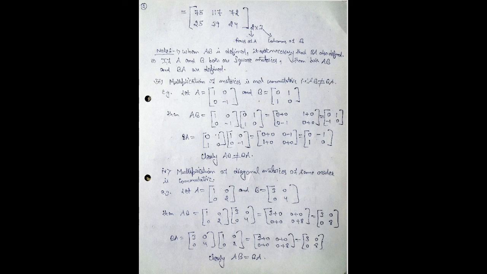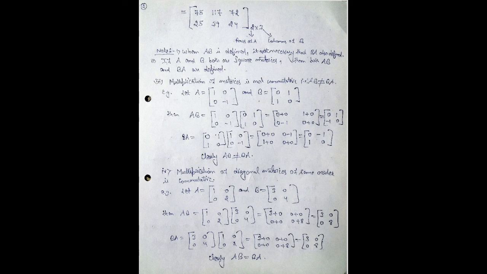Now we find AB. For this, we multiply 1 with 3, sign of addition, and then multiply 0 with 0. This gives the first element of the resulting matrix, which is 3 plus 0 equal to 3. Then we find the second element of this matrix by multiplying 1 with 0, sign of addition, then 0 with 4. It gives the second element of the resulting matrix. Similarly, we can find the third element, which is 0, and the fourth element, which is 8.